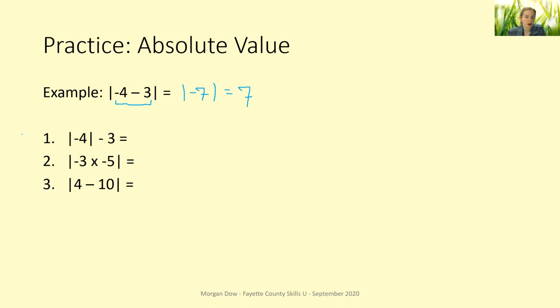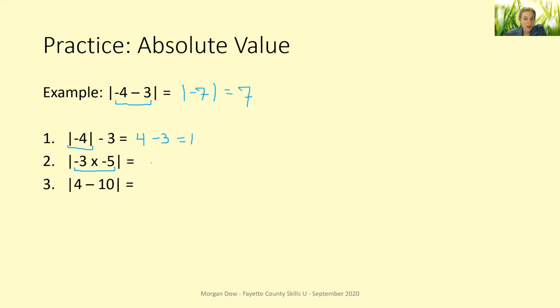All right, so pause the video, try these 3 practice problems here, and then come back when you're ready to go over them. All right, number 1, it says the absolute value of -4 minus 3. So I'm going to figure out what is the absolute value of -4, and then I'm going to subtract 3. So the absolute value of -4 is 4 minus 3 is 1. All right, number 2 here, it says the absolute value of -3 times -5.